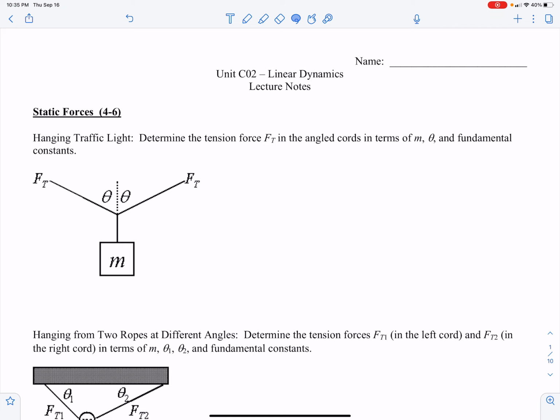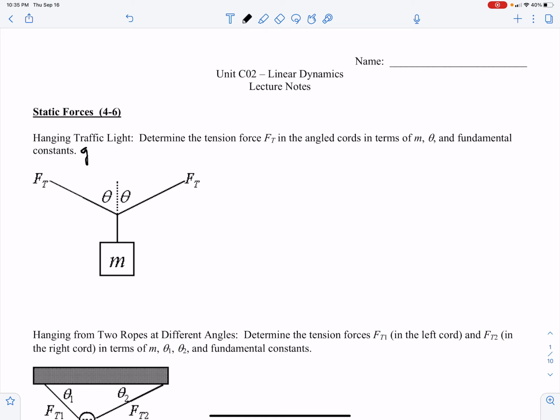In our first example, we have a hanging traffic light. Determine the force tension F sub t in the angled cords in terms of m, theta, and fundamental constants. Remember, when they say fundamental constants, they're referring to g.